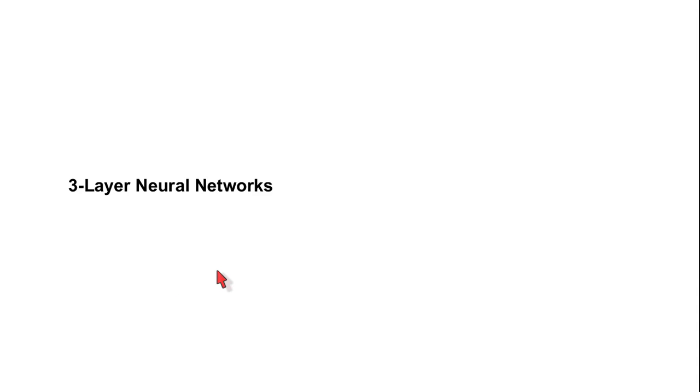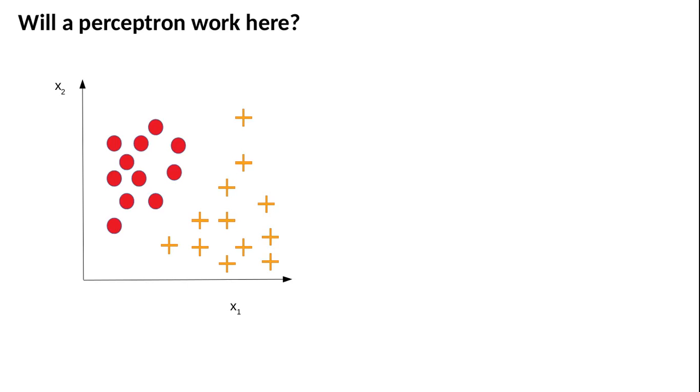Let us now look at three-layer neural networks. Let us say that we have a data set made of these red dots and these orange color plus symbols. And this data set has two dimensions, dimension x1 and dimension x2. So there are two features, feature x1 and x2. For this data set, if you wanted to design a classifier, will a perceptron be able to separate these red samples from these orange samples?